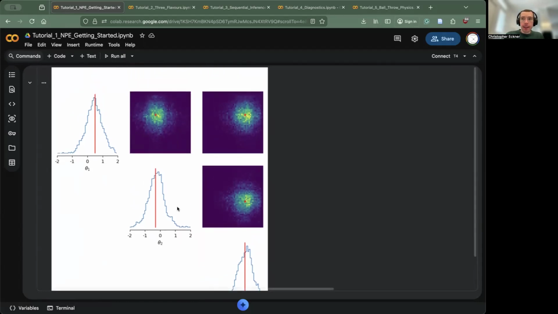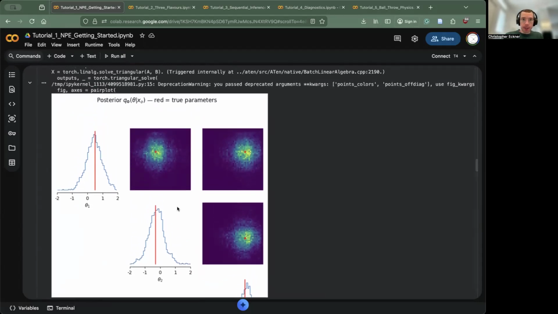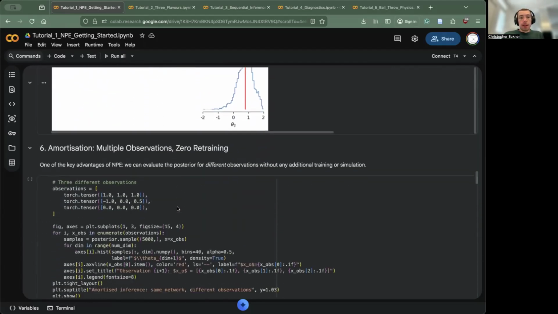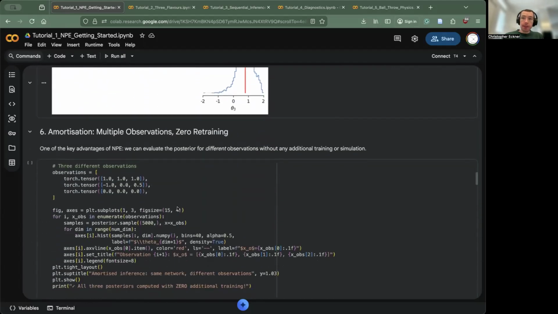Okay, so this is exactly what you want to see for this particular case. Right, and then we discussed the amortization property. So what does this mean? Well, again, this is the key feature of all of the simulation-based inference approaches.